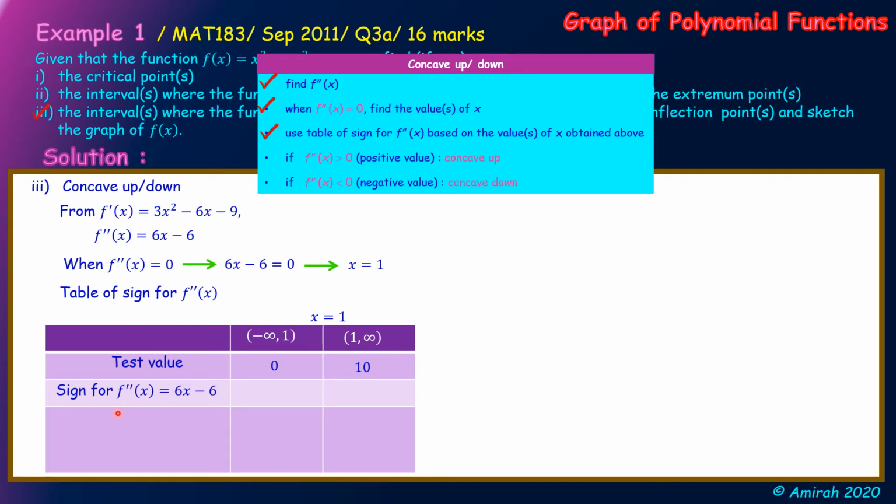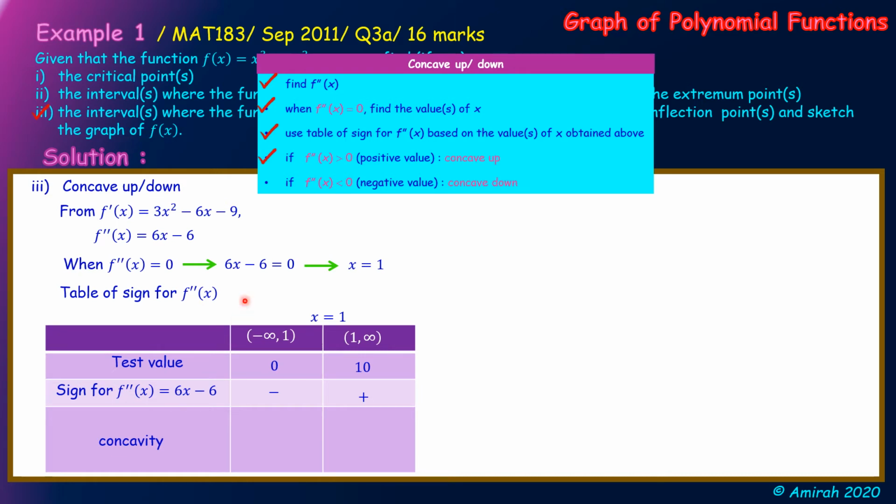Now we use the table of sign for f double prime, where f double prime is 6x minus 6. So we substitute x equals 0 into x here, and we get negative 6, but we just put a negative sign only because this is a table of sign. And then for this column, we substitute 10 into x here, so we get a positive sign. And after that, from f double prime, we can find the concavity.